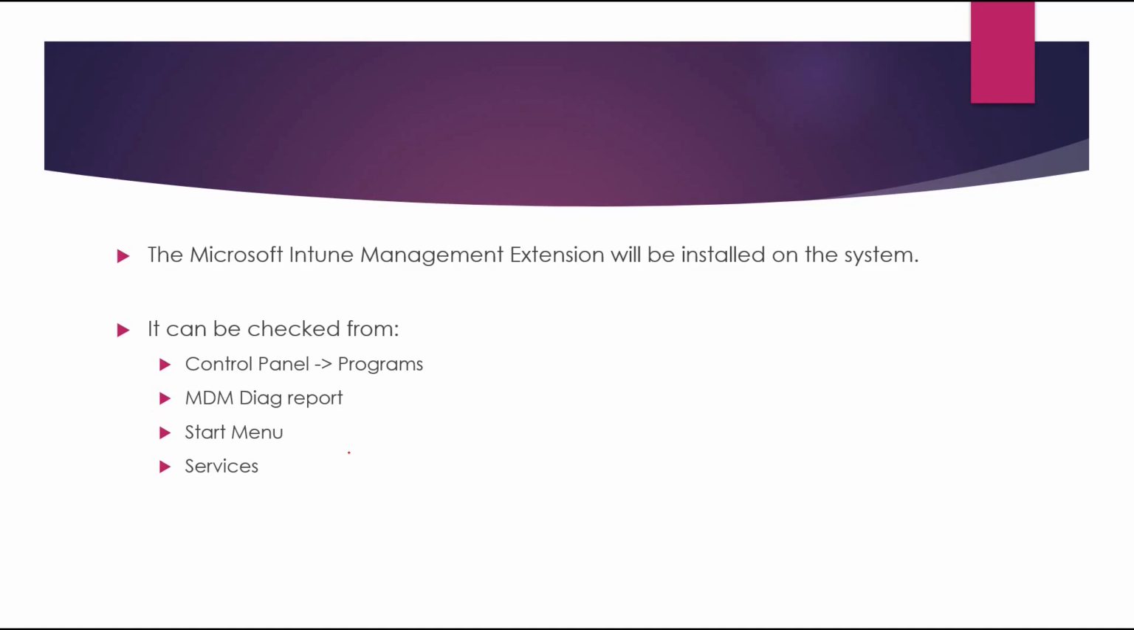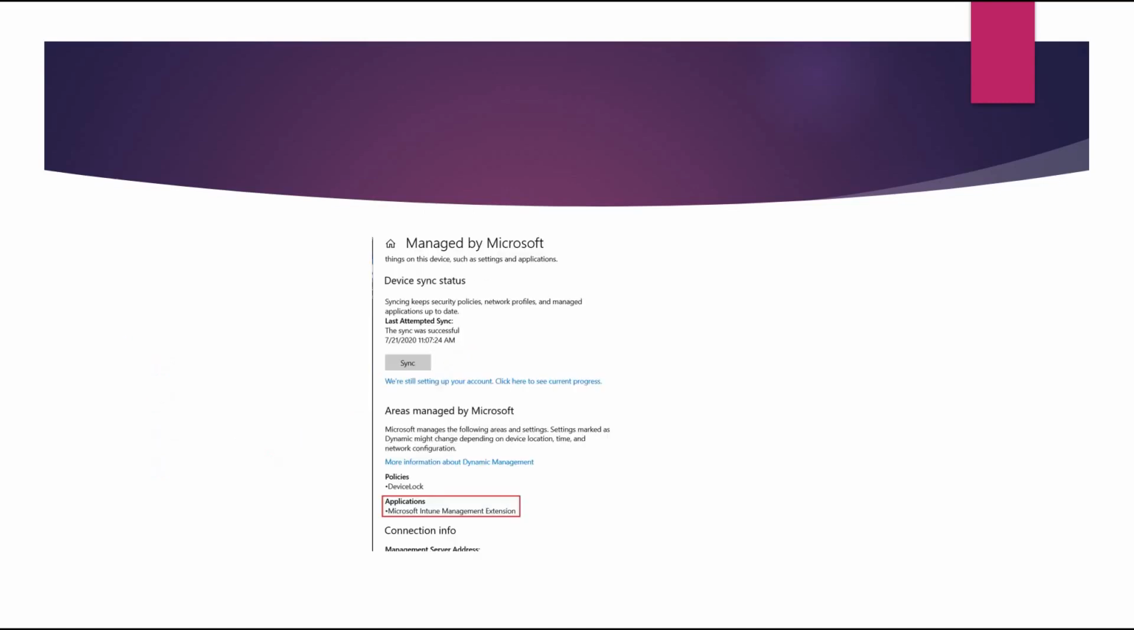So how do we make sure that the agent is there? Well, there are a couple of ways to do that. We can see in the start menu, we can check the services, we can check the MDM diag report, and we can check in the control panel. So if we go to Start, Settings, Access work or school, and then click on Info, this is from where we run a sync, right?